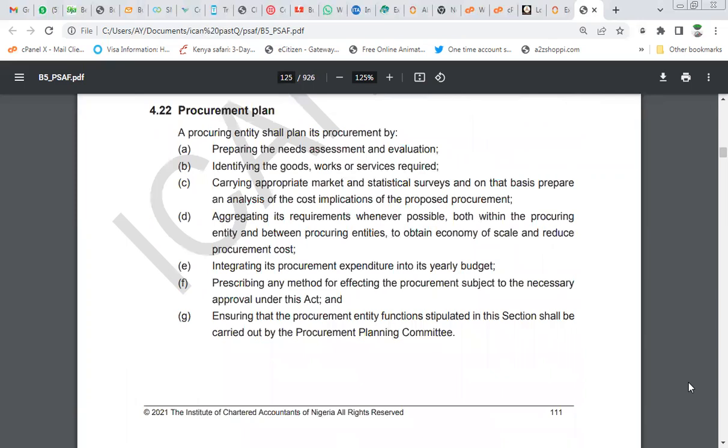Procurement plan. A procuring entity shall plan its procurement by: A, preparing the needs assessment and evaluation. B, identifying the goods, works, or service required. C, carrying out appropriate market and statistical survey, and on that basis, preparing an analysis of the cost implication of the proposed procurement. D, aggregating its requirement whenever possible, both within the procuring entity and between procuring entities, to obtain economy of scale and reduce procurement costs. These are part of the procurement plan that a contractor must prepare.